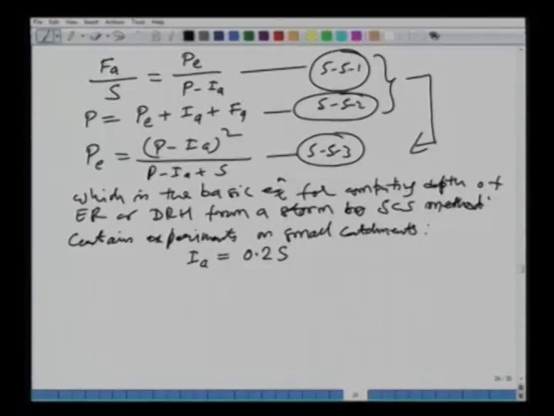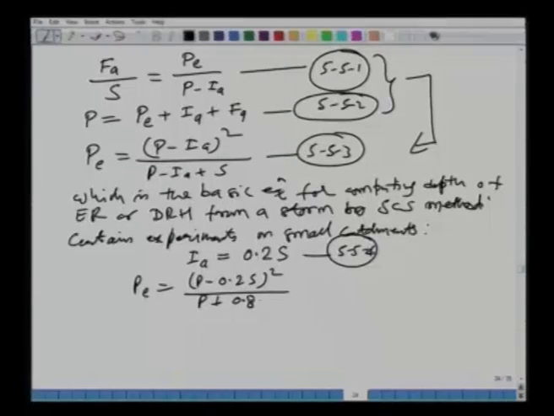Okay. So, 0.2 S, if it is 5.5.4, we put this back into 5.5.3, and the final equation then would come out to be this. This is 0.8 S in the denominator. That is your final equation.